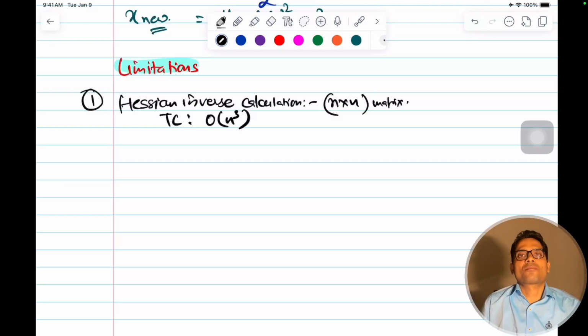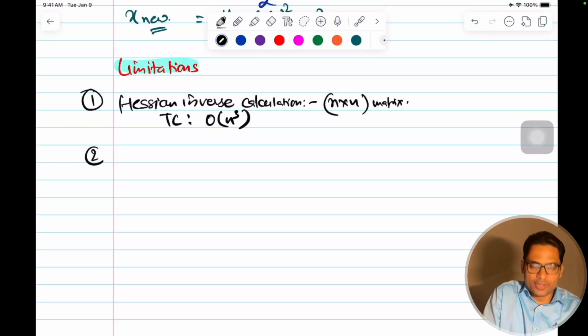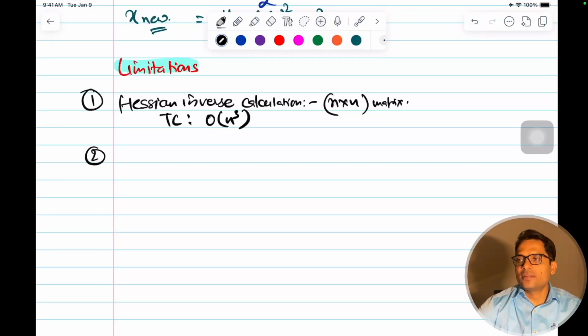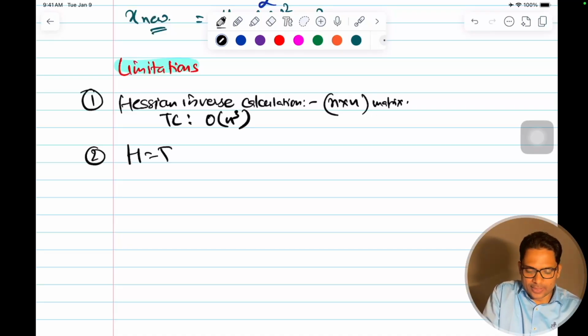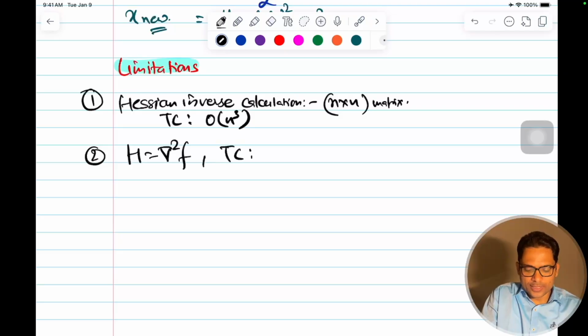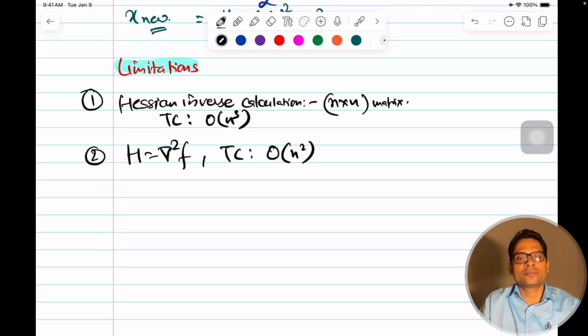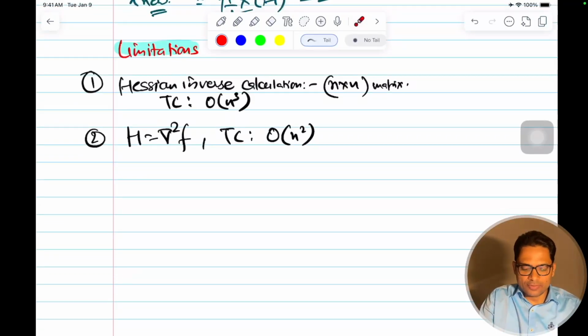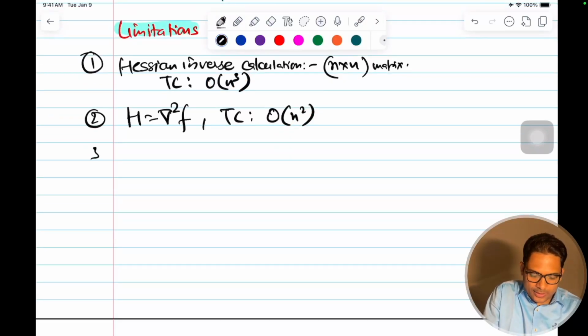the time complexity for calculating this Hessian inverse is order of n cube. Very high. And then just calculating the second derivative, that is the Hessian for that function f, will require a time complexity of order n square. So these are very very high time complexities. And then there's one more reason.